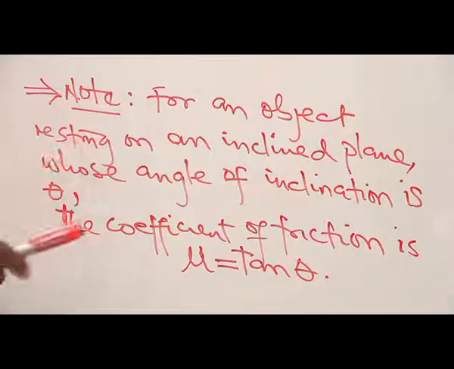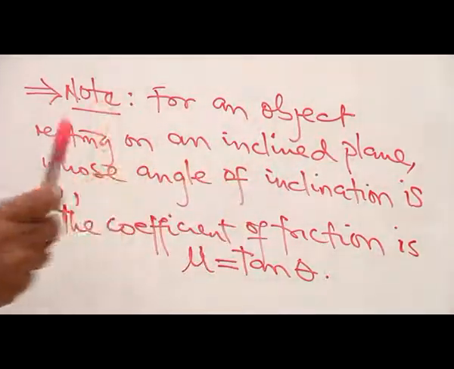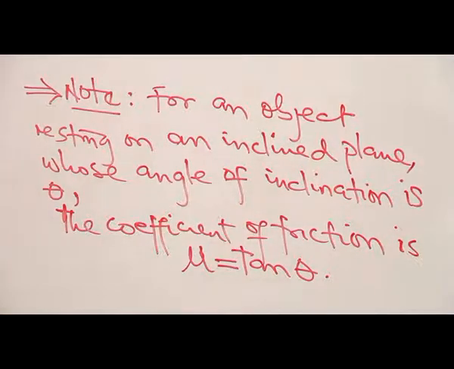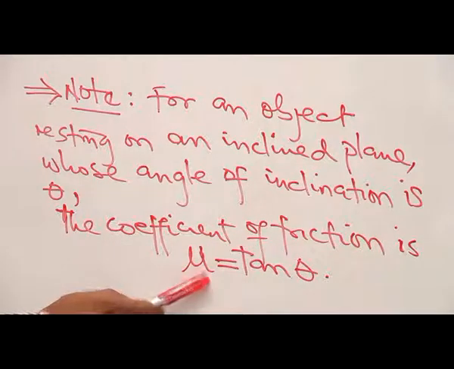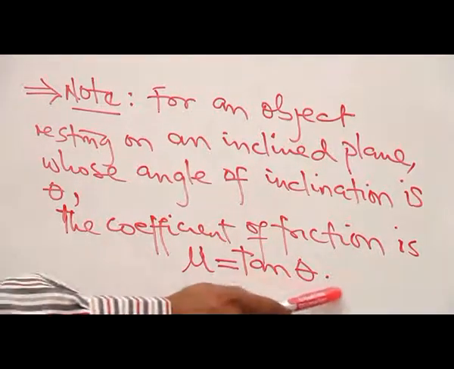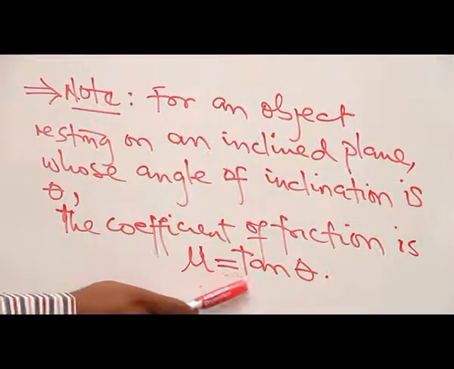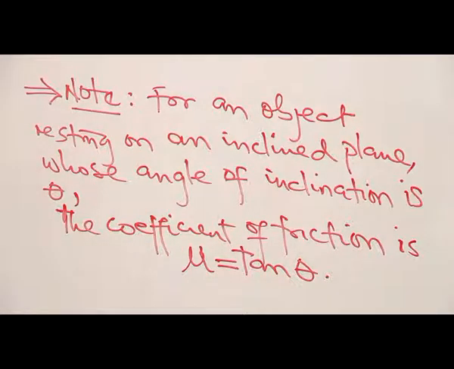Note, for an object resting on an inclined plane whose angle of inclination to the horizontal is theta, the coefficient of friction is obtained by finding the tangent of the angle. Coefficient of friction is equal to tangent of the angle of inclination or the angle of friction.